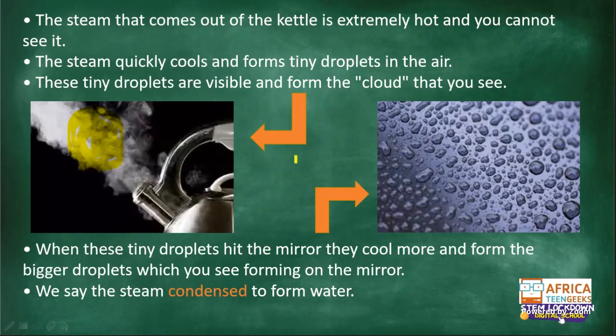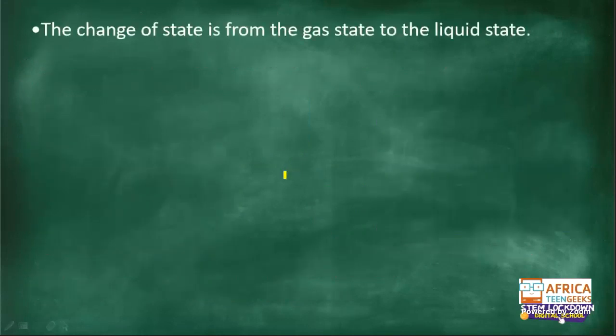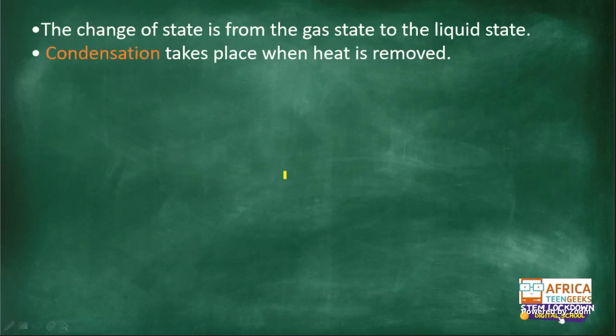Okay, this is something that you will see in the shower. If you shower and it is very hot and you look at the mirror, you will see tiny droplets. So that's condensation, okay? Now the change of state is from gas to liquid. Remember, it's the gas that cools down, it turns back into liquid, and that is called condensation. So condensation takes place when heat is removed. Evaporation takes place when heat is added. Okay.